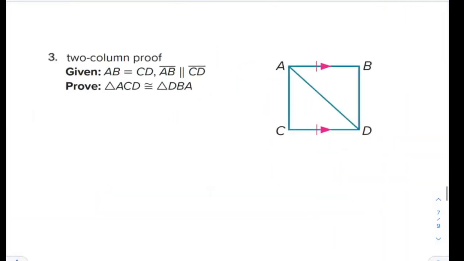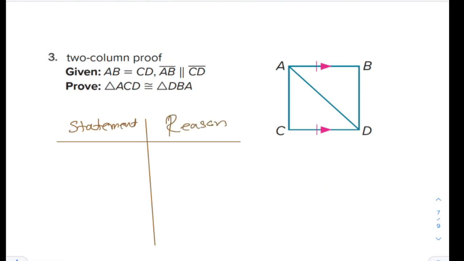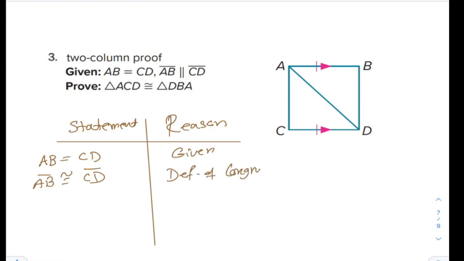Third one, also we will need to write a two-column proof. Statement, reason. Given: AB is shown equal to CD. So AB is equal to CD. Given. According to that, because AB is equal to CD, surely AB will be congruent to CD, since they are equal in measure, then they are congruent. So this is the definition of congruence.